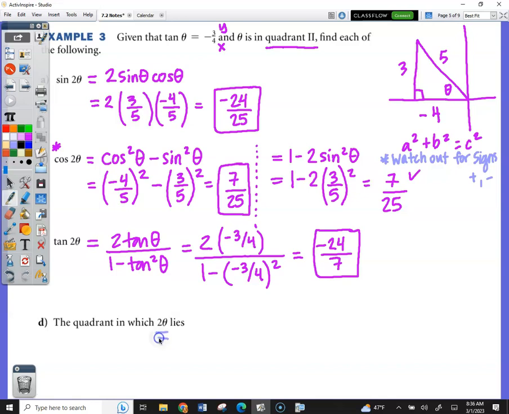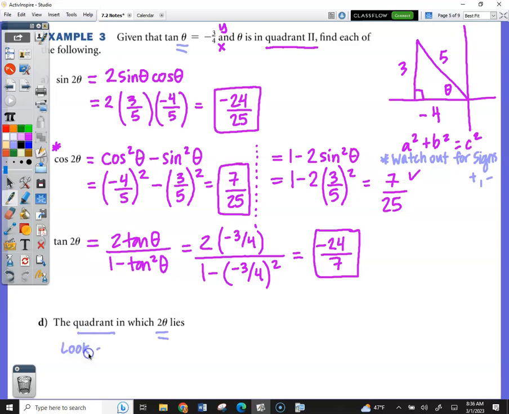This is the double angle, correct? That's the double angle. If you look up here, this was not the double angle. This was just the plain angle, the single angle, I guess you could say. And it was in quadrant 2. Okay, this is saying, tell me where the double angle lies. Well, you just found the sine, cosine, and tangent of the double angle. How do you determine what quadrant you're in from what you found?